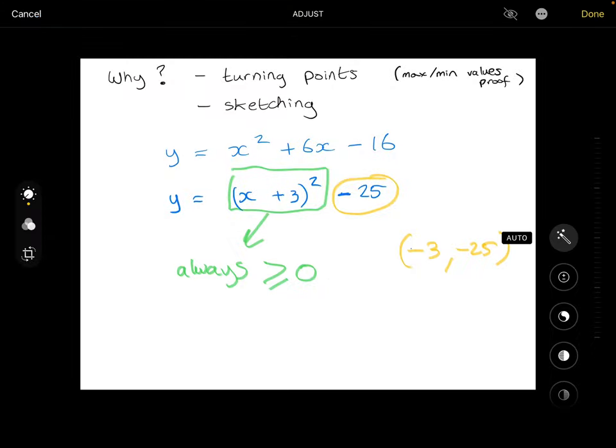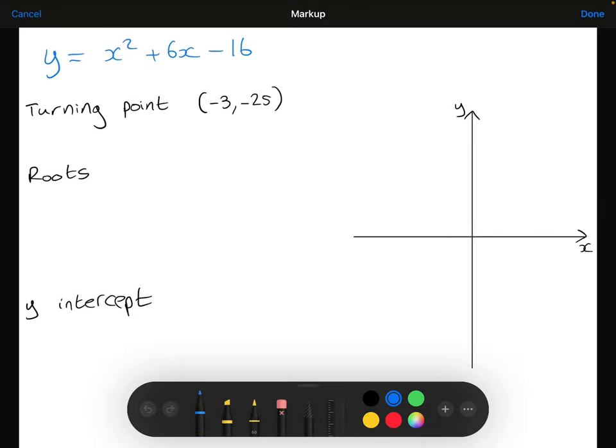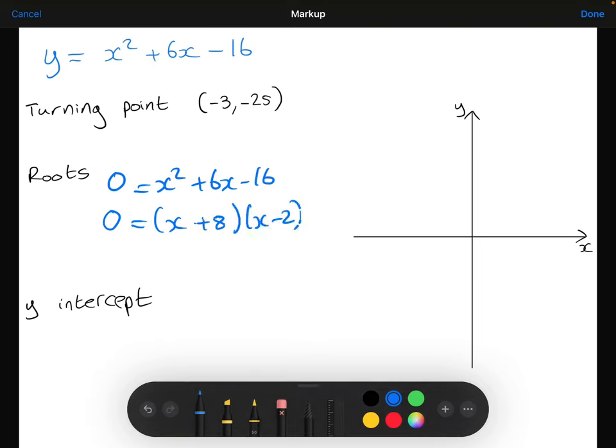Let's see how we can then use that to sketch this quadratic. We already know its turning point is at minus 3, minus 25. The next thing I need to know is the roots of this quadratic, which is where it intercepts on the x-axis, which is where y equals 0. So if I were to substitute 0 in instead of y here, I could say 0 equals x squared plus 6x minus 16. I can factorise now to solve this. And I find that x is either minus 8 or 2. So those are the roots.